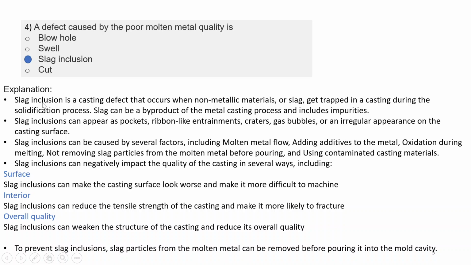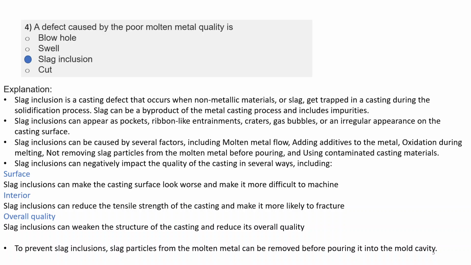So slag inclusion is a casting defect which occurs when non-metallic materials or slag get entrapped in a casting during the solidification process, and the slag can be a byproduct of the metal casting process and it includes impurities. Slag inclusions can appear as pockets, ribbon-like entrainments, craters, gas bubbles, or an irregular appearance on the casting surface.